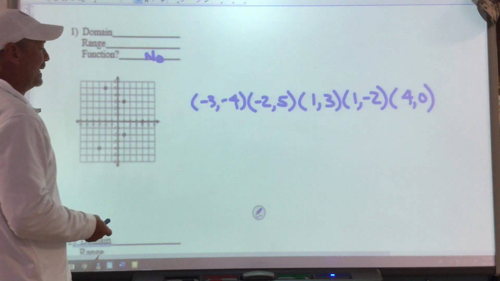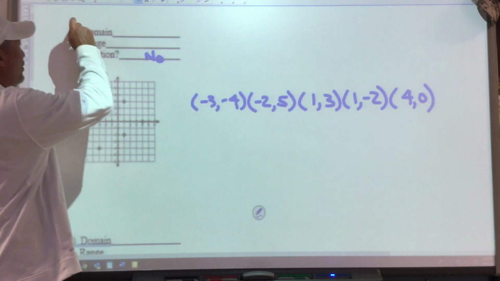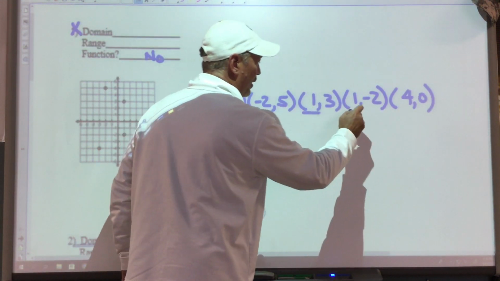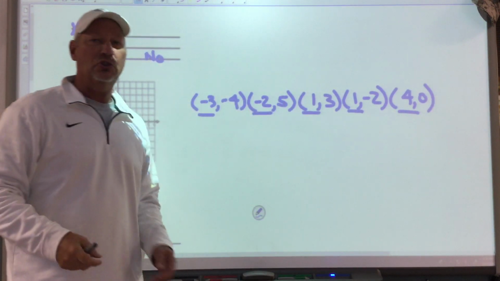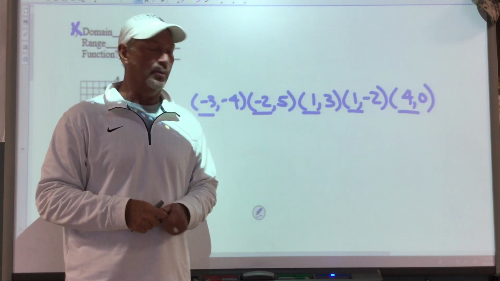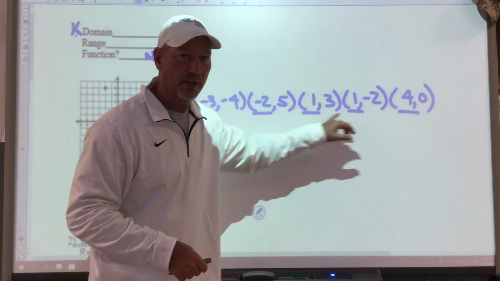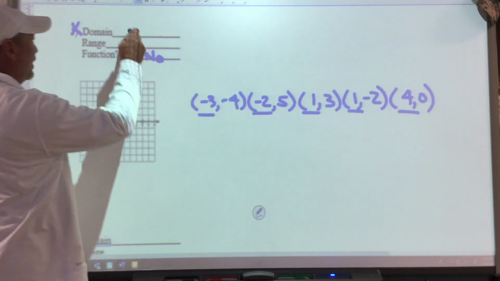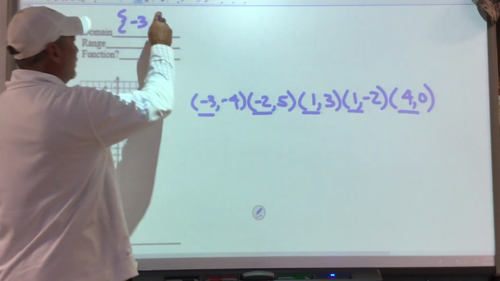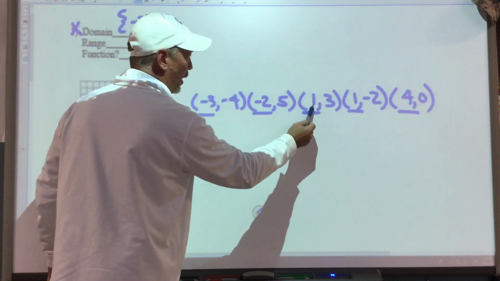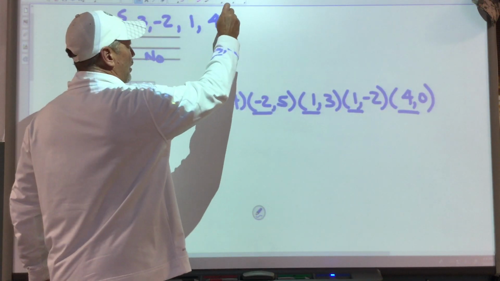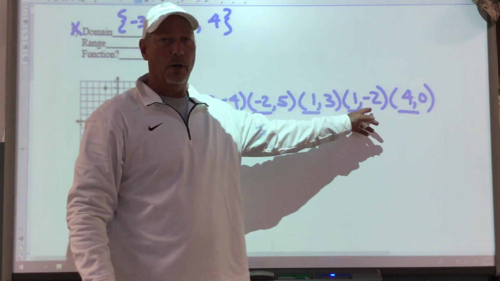To find my domain is going to be my x values. It's your x values. So I'm looking here, here, here, here, and here. I'm going to ask you to list the x values smallest to biggest. Do not repeat a value if it happens. You don't have to repeat the 1 here. But my smallest x is negative 3, negative 2, 1, and 4. I did not have to repeat the 1. You don't have to repeat it.